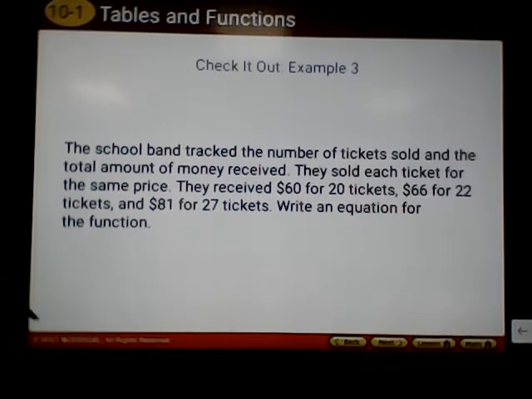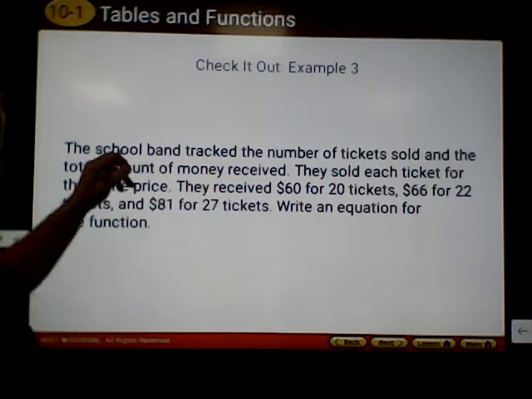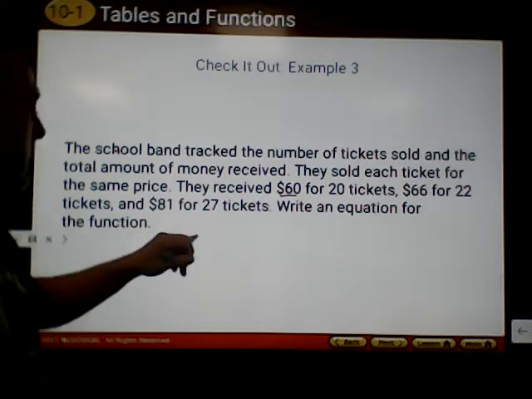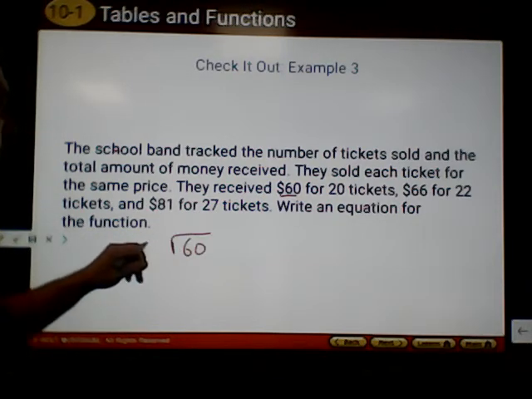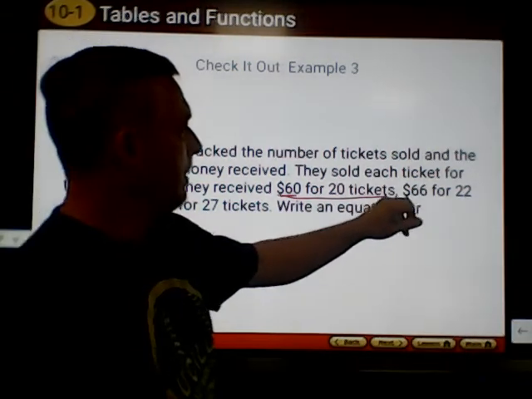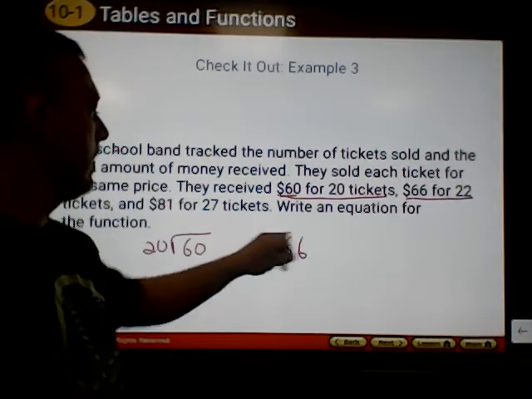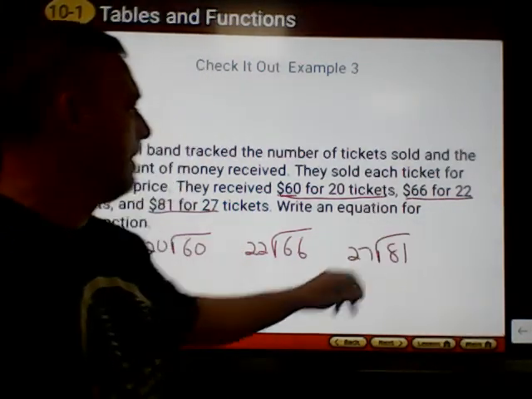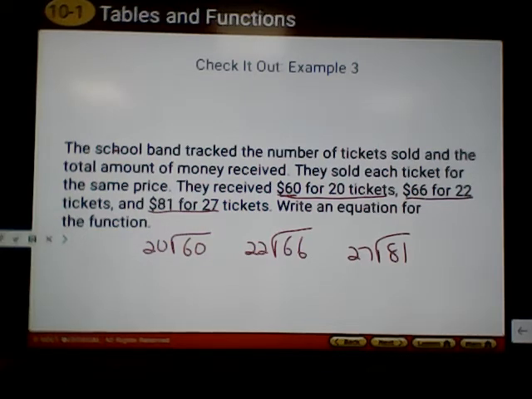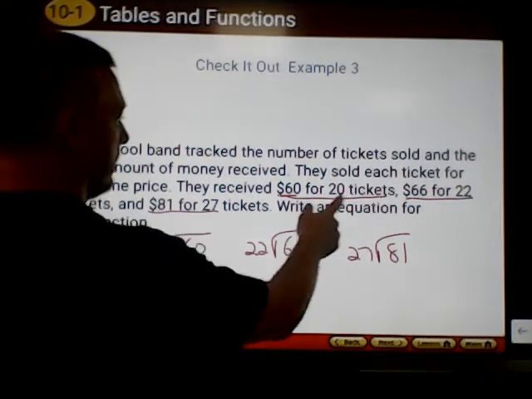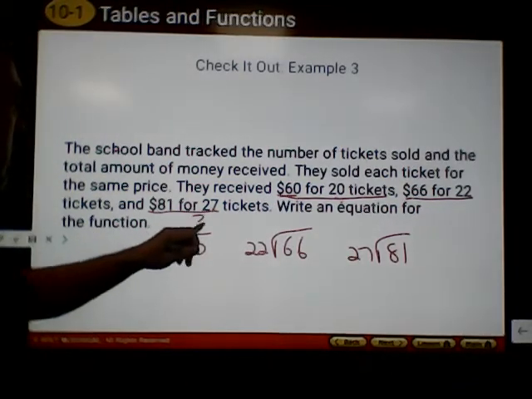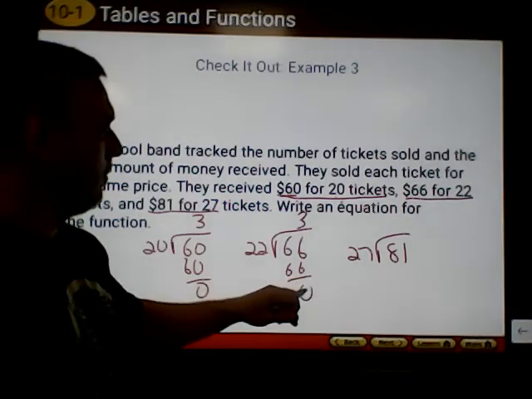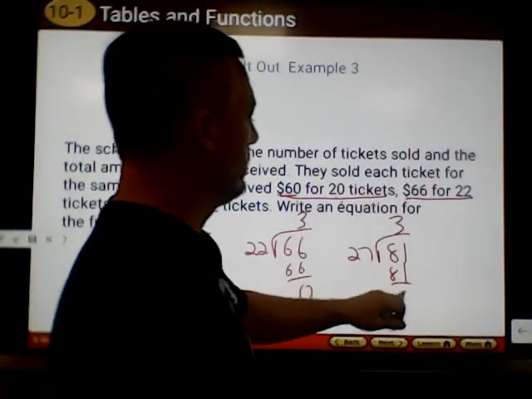On this one, you don't need a table. Just showing you here: the school band is tracking the number of tickets sold and the total amount of money received. They received $60, so we know $60 is going to divide by 20. Then $66 for 22 tickets, so we're going to divide there. And then $81 for 27 tickets, so we're going to divide here. So we've got 3 division problems to solve, because we're looking for how much one ticket costs. 20 tickets cost $60, so one would cost 3. If we do the math right here, that will be 3. And that one's also 3. So we know each ticket costs $3.